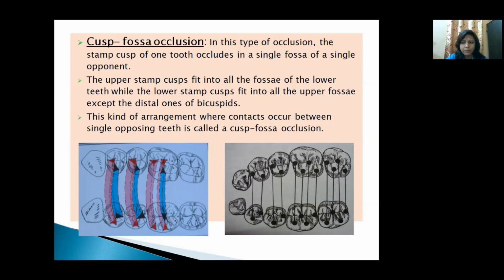So posterior centric contacts are when the cusp tips occlude in the corresponding opposite central fossa and marginal ridges of the opposing arch. This arrangement helps in the transmission of the forces along the long axis of the teeth. And anterior teeth have their centric contacts in the lingual fossa region and are in line with the facial range of posterior centric contacts. So centric contacts often occur on inclines of the posterior teeth.